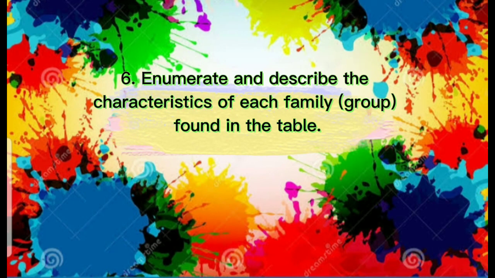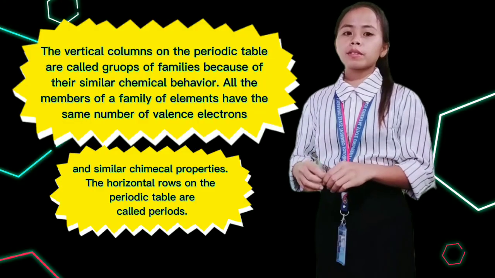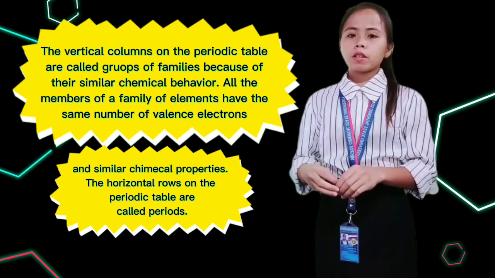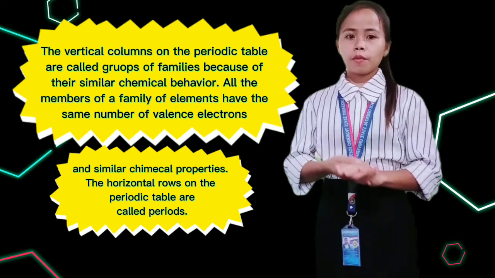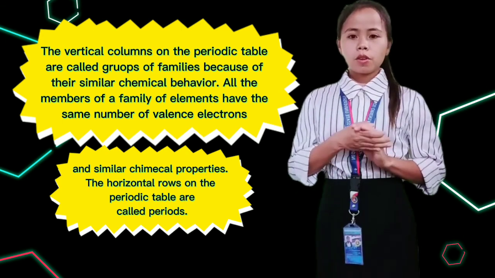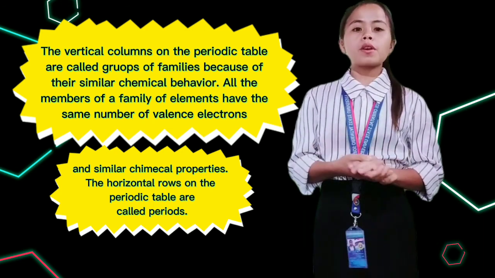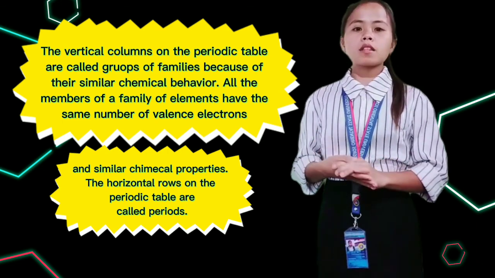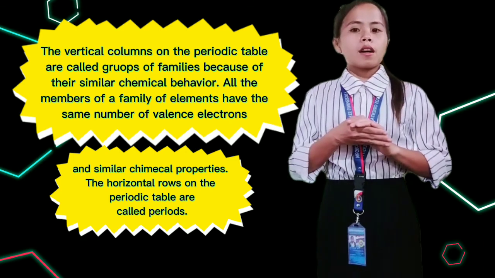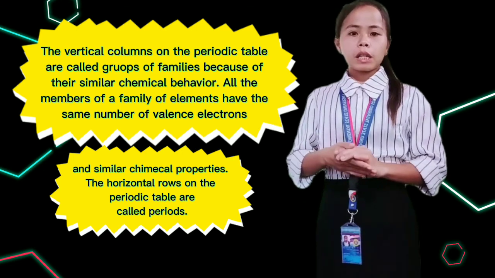6. Enumerate and describe the characteristics of each family group found in the table. The vertical columns on the periodic table are called groups or families because of their similar chemical behavior. All the members of a family of elements have the same number of valence electrons and similar chemical properties. The horizontal rows on the periodic table are called periods.